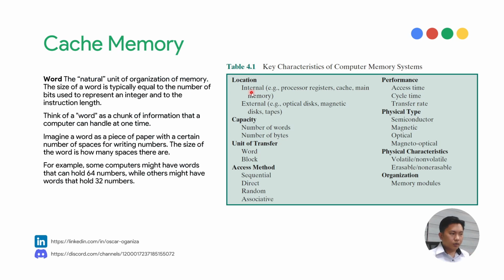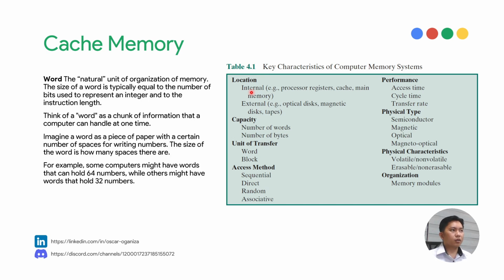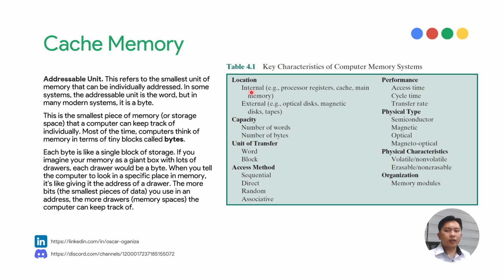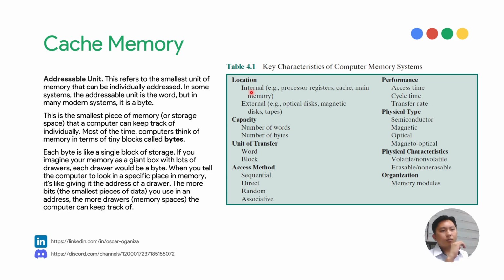And to move on to our midterm, we're able to study some of the key characteristics of the computer memory system. We have the word, the addressable unit, and the unit of transfer. When you say word, or the bit or the byte, these are the spaces that you can handle specific data. The second one is the addressable unit. Each data has its own specific address, which your computer or your central processing unit can access anytime.